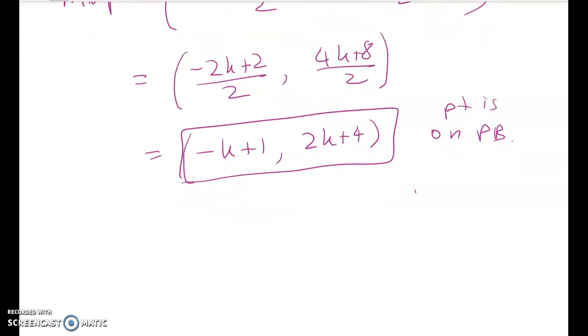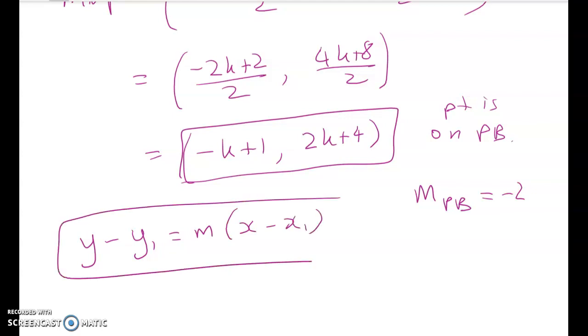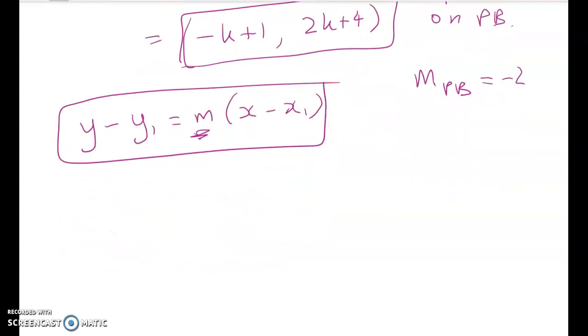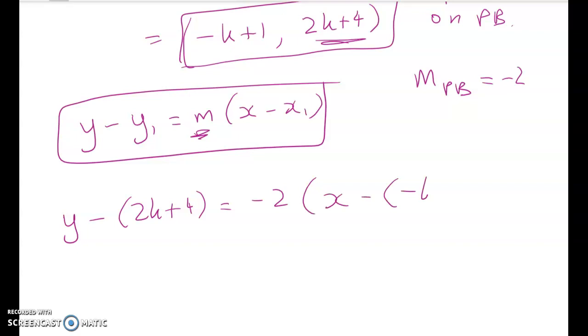And we know that the gradient of the perpendicular bisector is equal to -2. So we're ready to put that information into the point gradient formula. So this is one of the most useful bits of maths, right? It tells you how you take a gradient and a point, and from there you work out the equation of the straight line. So substituting in my point, I'm going to have y minus (2k plus 4) is equal to negative 2 times (x minus (negative k plus 1)).